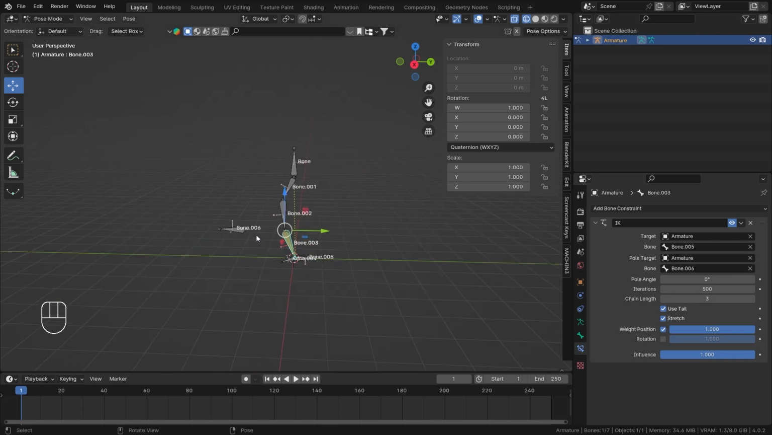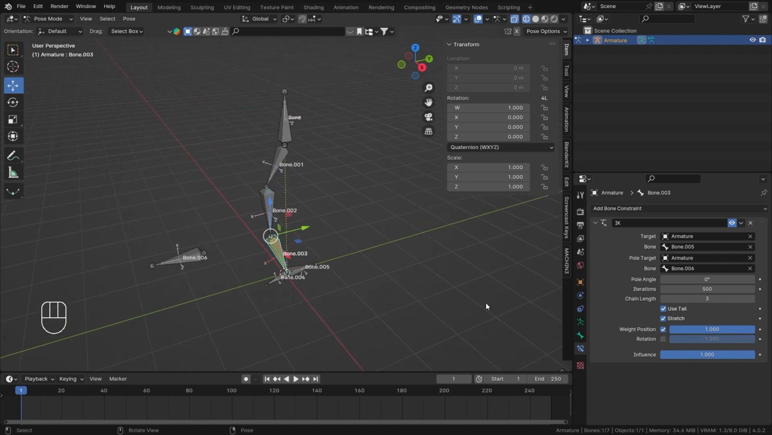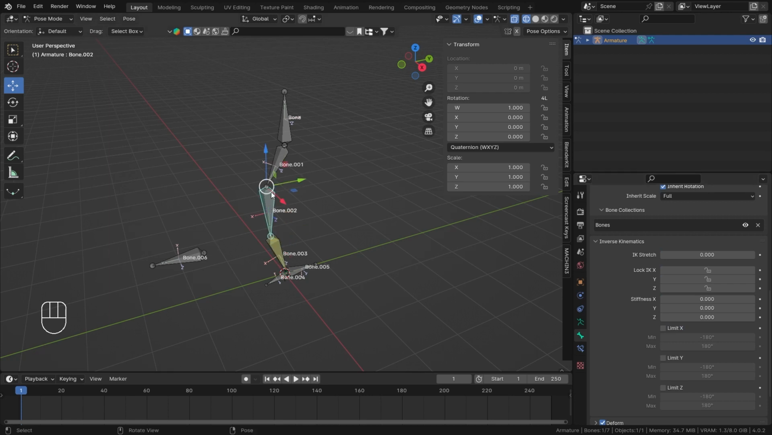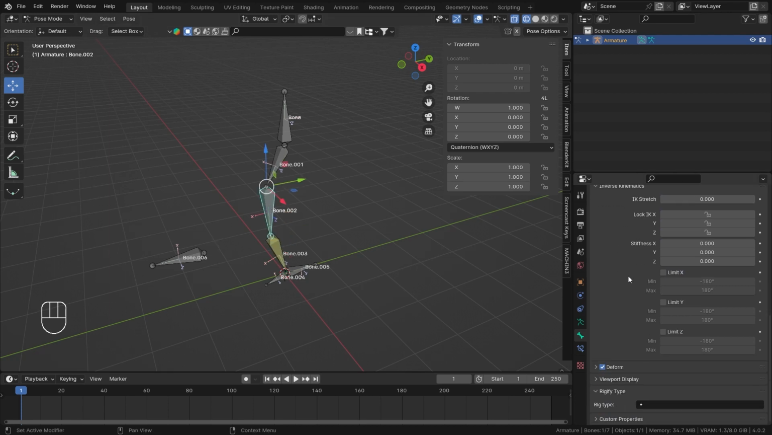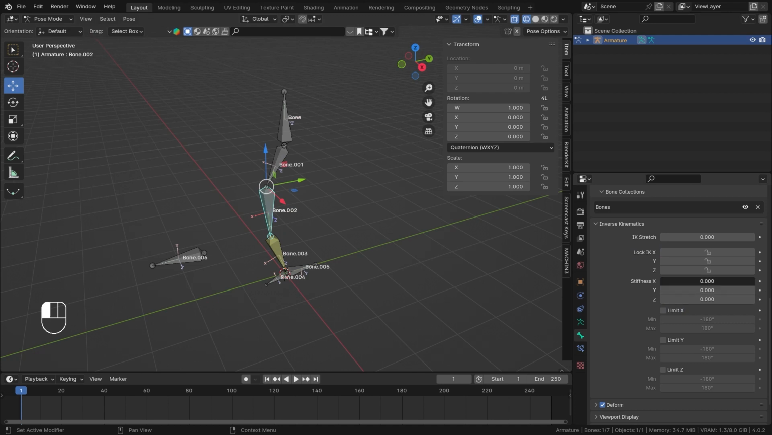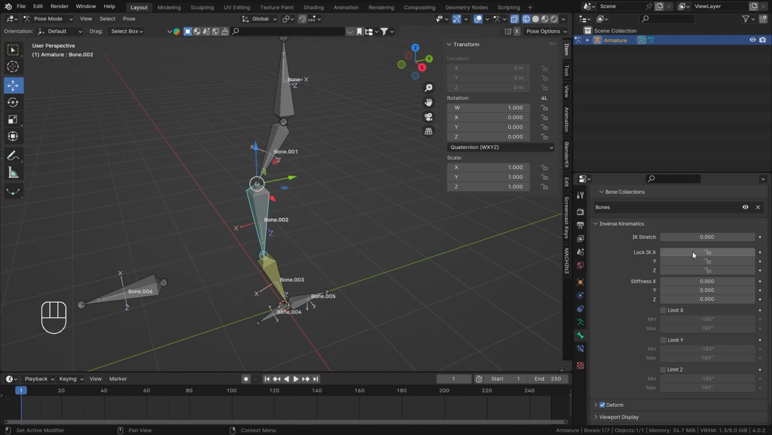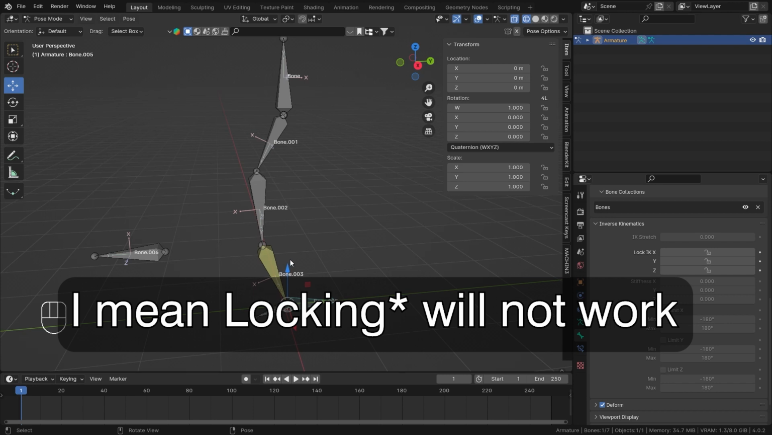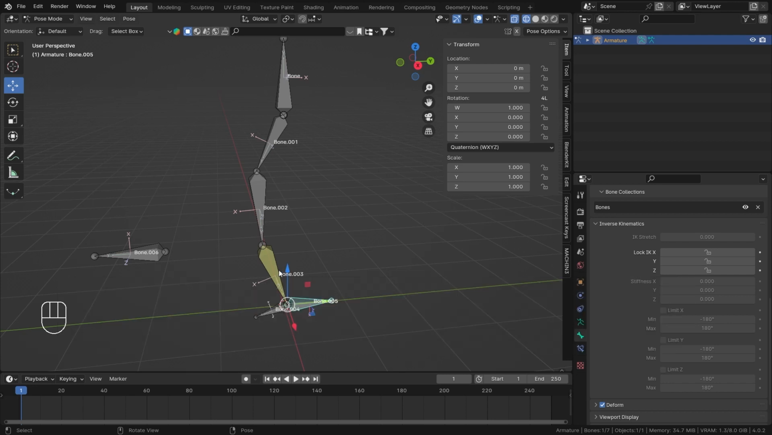But there is also one drawback. If you have a mechanical rig, in the bone properties, you see each bone has its own bone property, and in this inverse kinematics section, you can decide the stiffness and stuff like that. Now this locking, we will talk about it soon, but if you have mechanical rigs and if you try to lock any of the axis, then the pole will actually not work, which is really sad. But I guess that's how the calculations work. So let's talk about this as well.